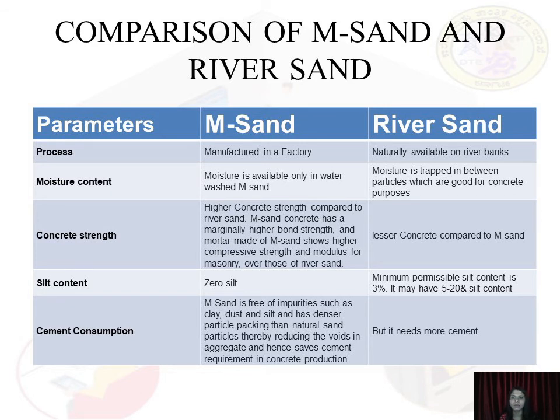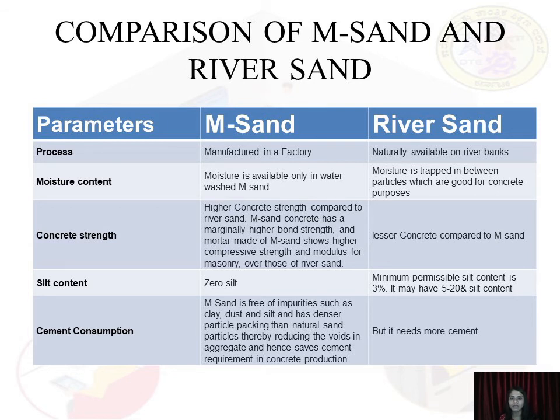The next is concrete strength. As in the properties I told, it leads to higher strength in concrete compared to river sand. In the M sand, the silt content is 0. In the river sand, the silt content is about 3%.